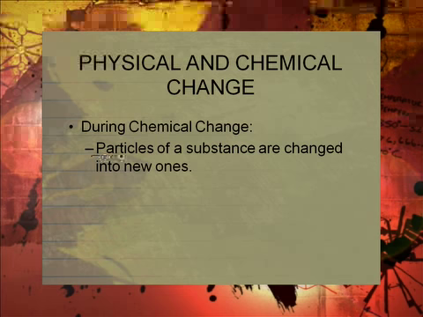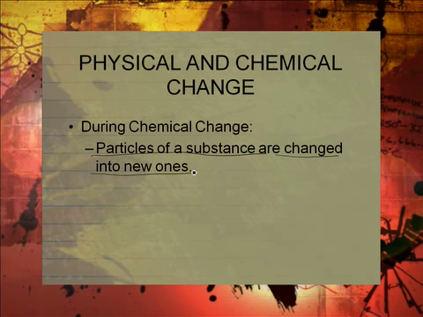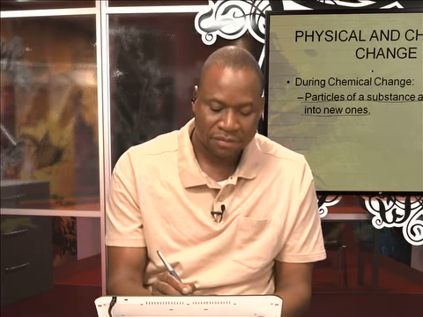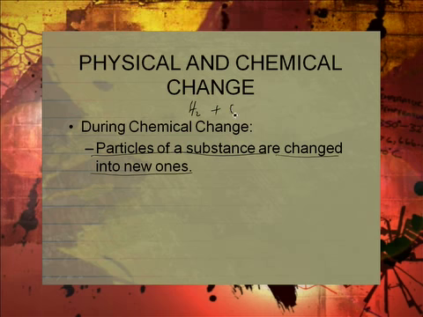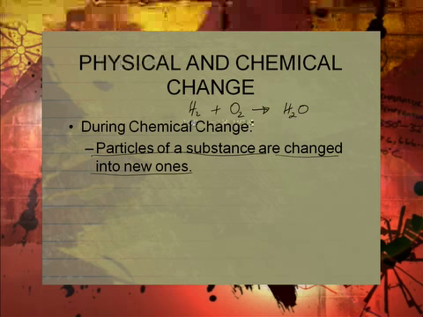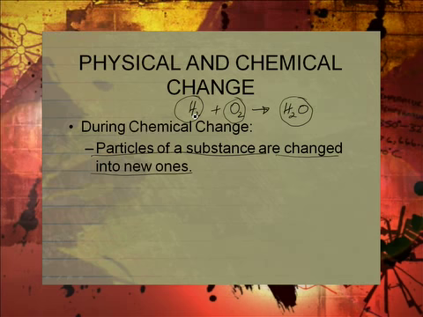The particles of a substance are changed into new ones when we have chemical change. If you have hydrogen and oxygen reacting, this is one of the simplest ones that every science student or learner should know. H2 plus O2 giving us H2O. You would see that this is a particle, a water molecule particle. That's a particle of hydrogen molecule, the diatomic molecule of hydrogen. That's another particle, molecule of oxygen.